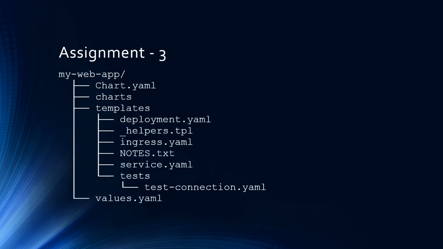Assignment 3 delves into the chart structure created by the helm create command. This assignment helps you understand each component of a Helm chart in detail. Let's examine the directory structure. Chart.yaml, the metadata file for your chart. charts/, directory for chart dependencies. templates/, contains all your Kubernetes resource templates. _helpers.tpl, common template helpers.